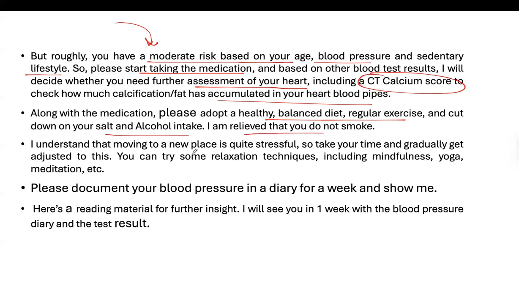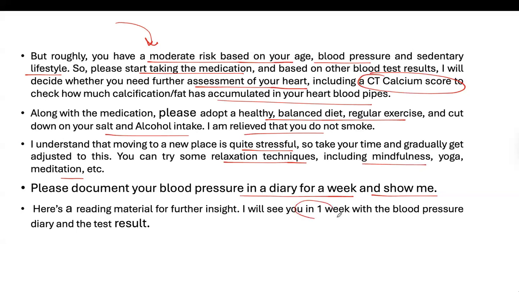I understand that moving to a new place can be quite stressful. So take your time and gradually get adjusted. You can try some relaxation techniques like mindfulness, yoga, meditation. Please document your blood pressure in a diary for a week and also show me so that I can see that the medication is working for you. Here is some reading material for further insight.